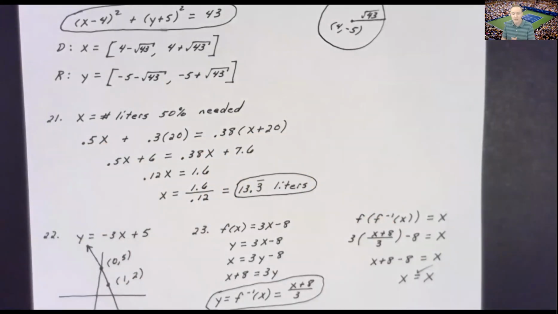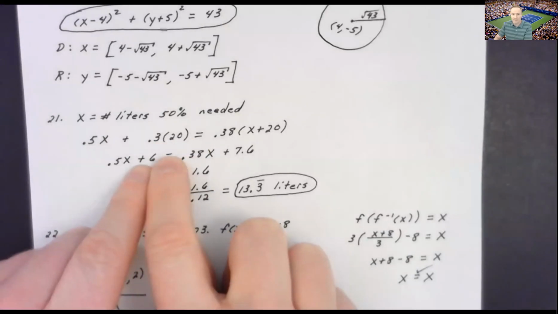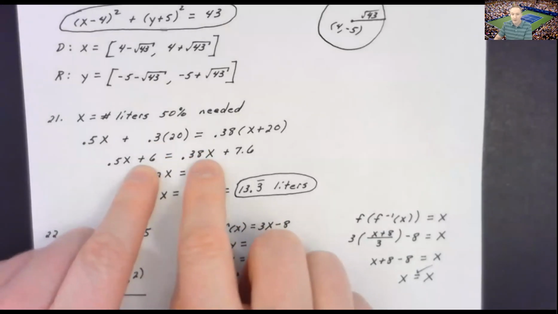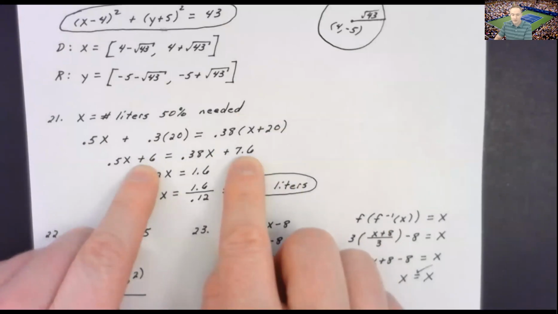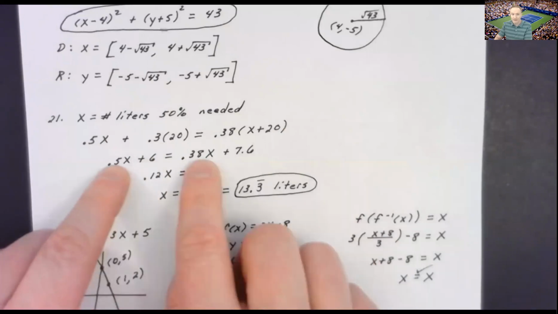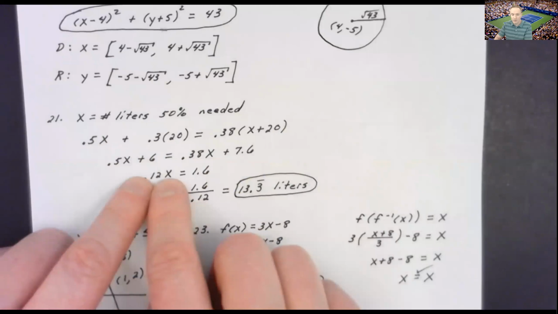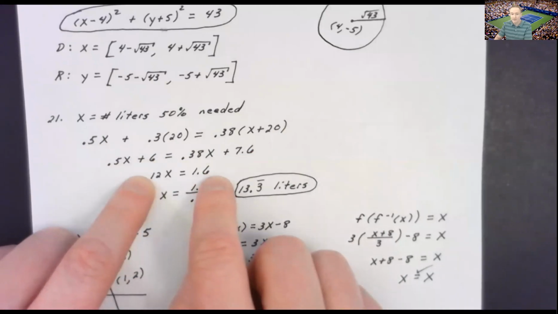Now, this should give me a nice, easy linear equation to simplify out. And I can do that. I just multiply the 0.3 times 20 on the left to get 6. On the right, I get 0.38x plus 7.6 when I distribute the 0.38. Now I can gather the x on the same side. 0.5 minus 0.38 is going to give me 0.12x. 7.6 minus 6 gives me 1.6 on the right.